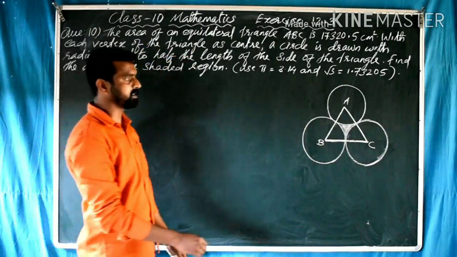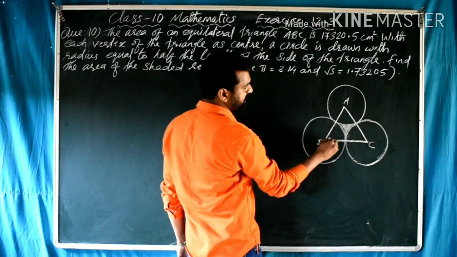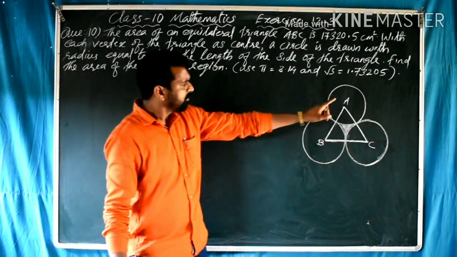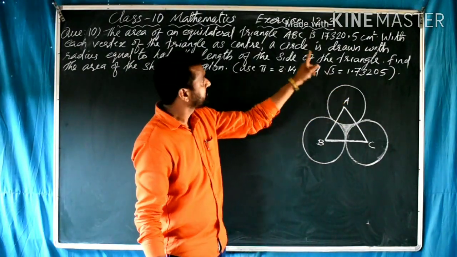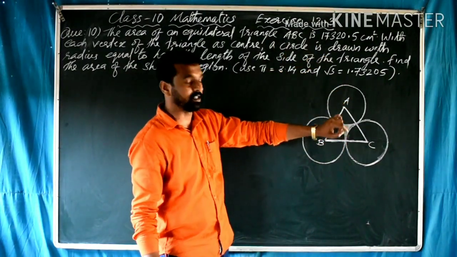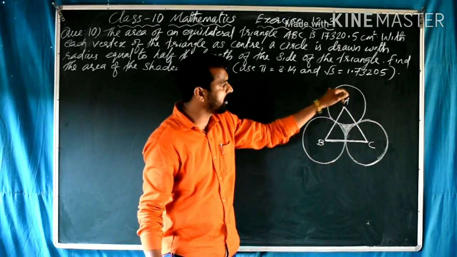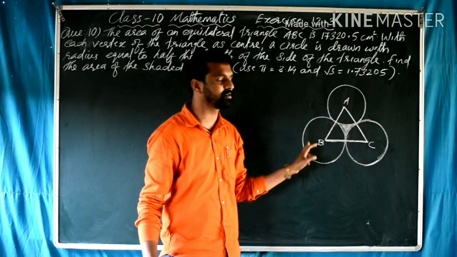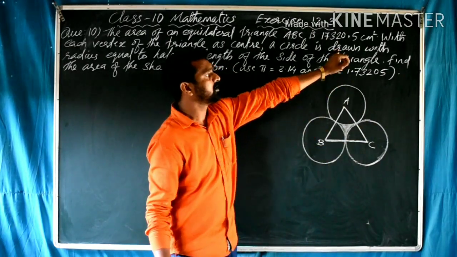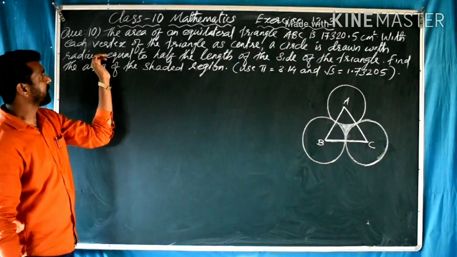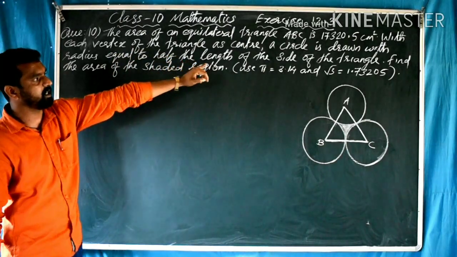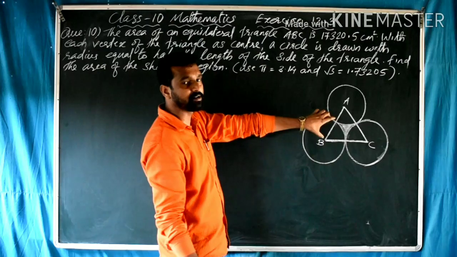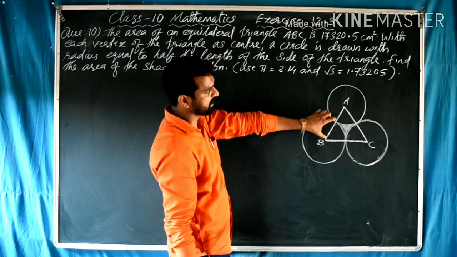A, B and C are the vertices of the triangle ABC. With each vertex as the center, a circle is drawn. With A as center, we have drawn a circle here. With B and C as center also, we have drawn two more circles here. The radius of these circles is equal to half the length of the side of this triangle.